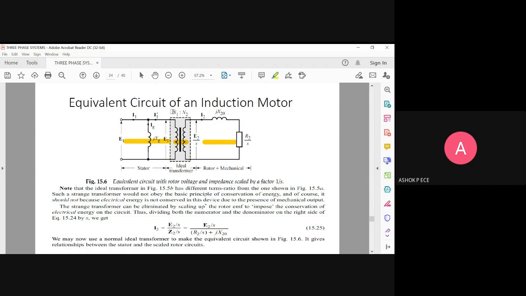See here, the turns ratio I have written as N1 is to N2, which means I have to divide E2 by S, I have to divide R2 by S. If the turns ratio is N1 is to S into N2, I'll be writing it as E2 and R2. Here I will have j into S into X2 naught. Either you'll be multiplying by S or you'll be dividing by S. Please understand that clearly. Okay.